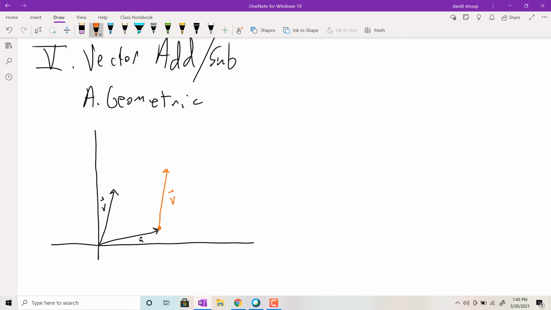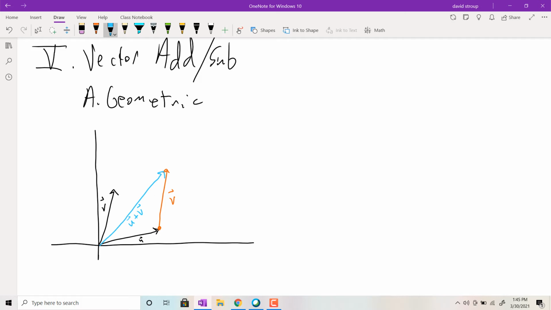So what is the result of adding these two together? It's the vector that goes from the initial point of u to the terminal point of v. So that blue vector I just drew right there, that's u plus v geometrically.